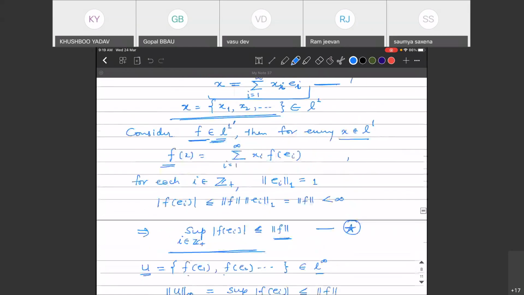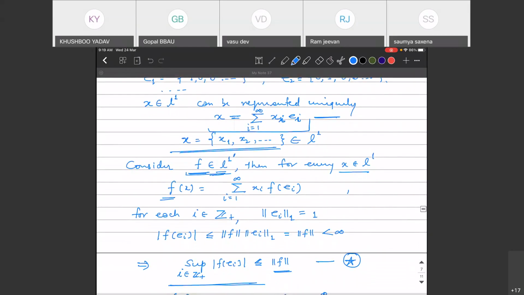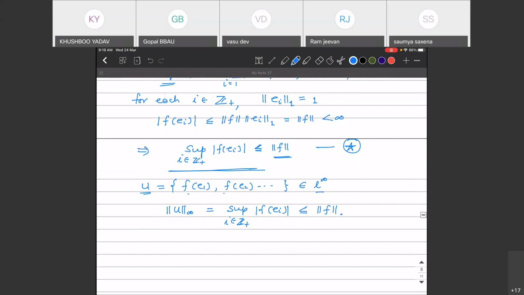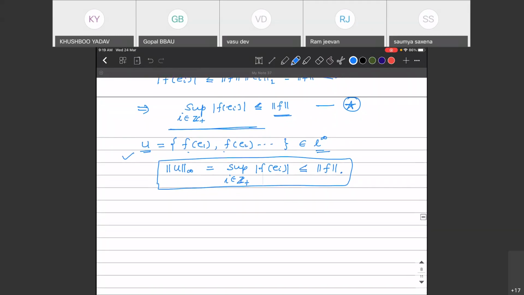So here what we did is we took an element from the dual and found an element in L infinity with this relation. Okay, now for the converse. On the other hand, we do the converse thing.